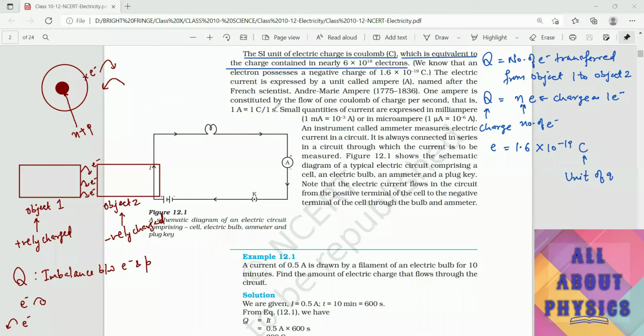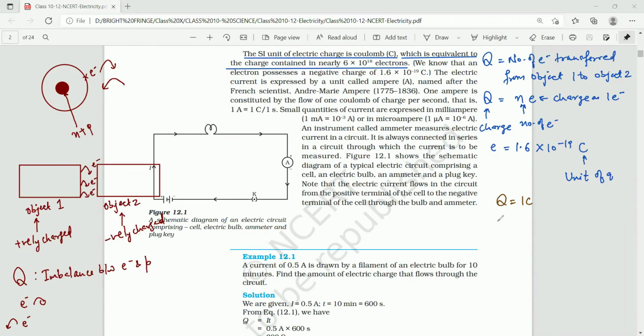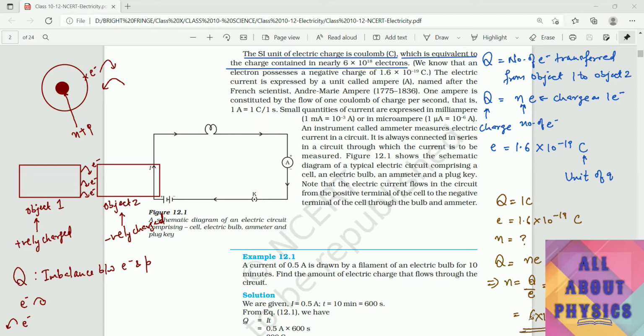So we have Q equals 1 coulomb. We are saying that in 1 coulomb charge, there are 6 × 10^18 electrons, right? And we know that charge on 1 electron is 1.6 × 10^-19 coulombs. So we can easily find the value of N using the same formula, Q = NE. Now, because Q = NE, this implies N = Q/E. Now put the values here. Q is 1 coulomb, E is 1.6 × 10^-19 coulombs. On solving, you will get 6 × 10^18. See, this is just a number. It has no units.